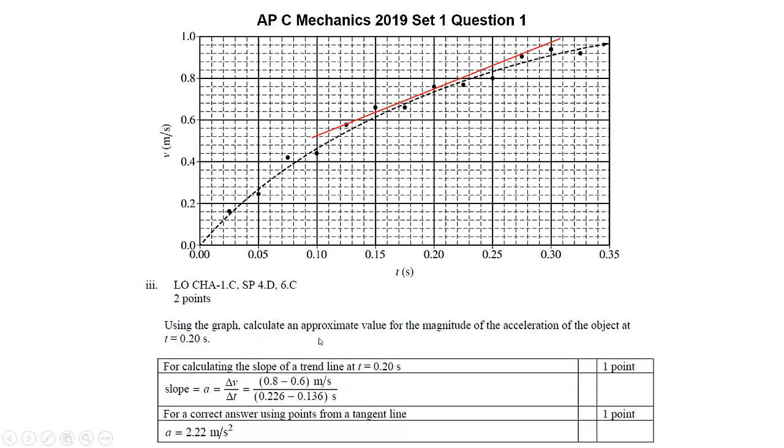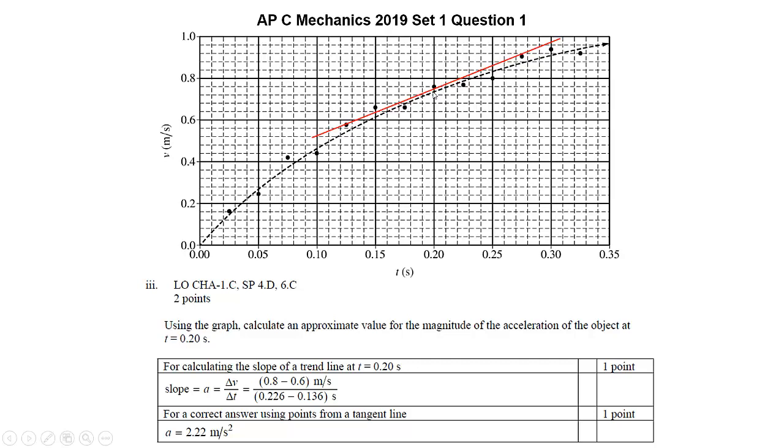Part 3: using the graph, calculate an approximate value for the magnitude of the acceleration of the object at t equals 0.2 seconds. So that's right about here. Again, the slope of the graph is the acceleration. Well, this is a curve. So how do we find the slope of a curve? Well, that's the slope of the tangent line. So they draw in a little tangent line here.